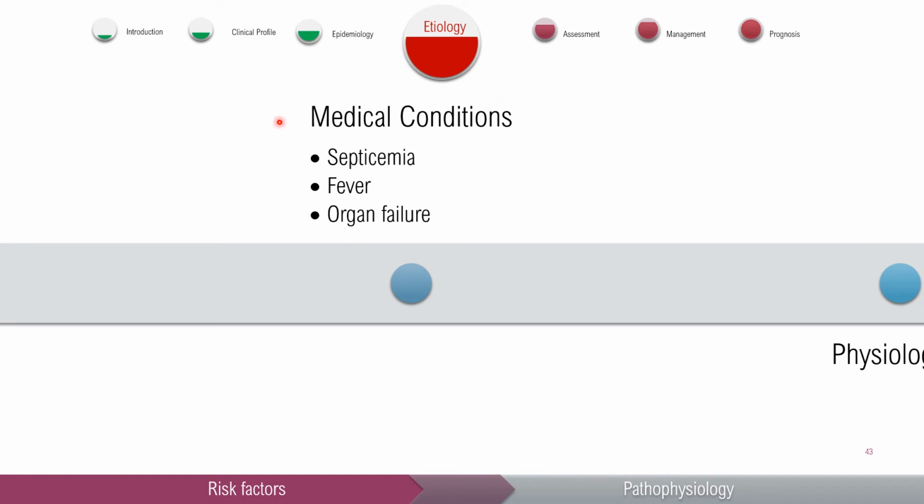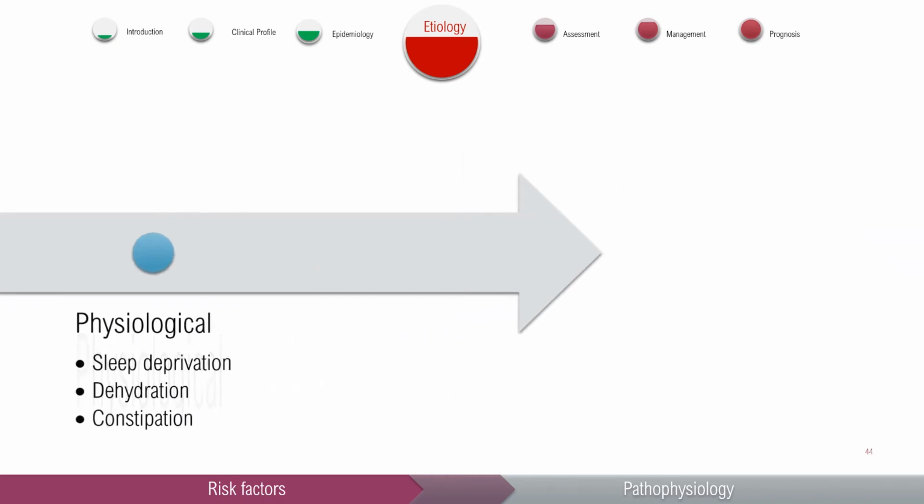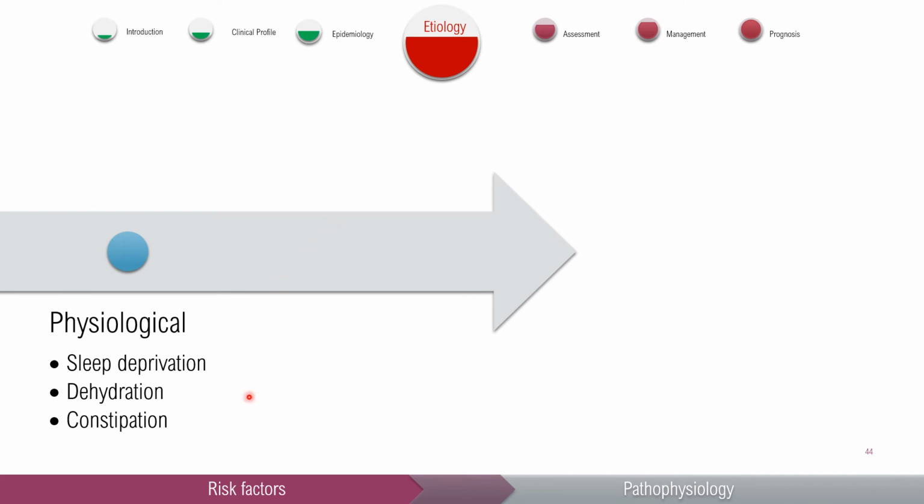Many conditions can cause delirium. But septicemia, high degree fever, organ failure like renal failure, liver failure, or even cardiac failure are among the common ones. As a rule of thumb, delirium has a temporal relationship with its cause. So, if someone develops a medical condition and then they develop delirium, we might assume that as a cause.